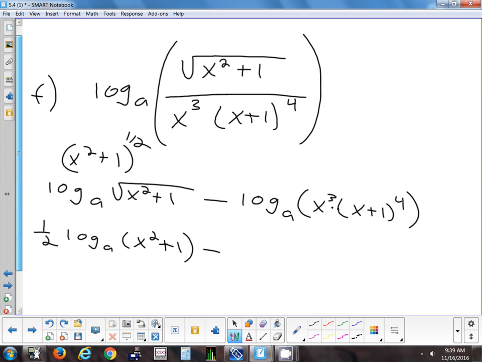Now that second log, I've got multiplication in there. So how is that one going to split up? Log base a of x. Wait, 3 log a. Let's do it in 2 steps. Log base a of x, plus log base a of x to the 3rd.